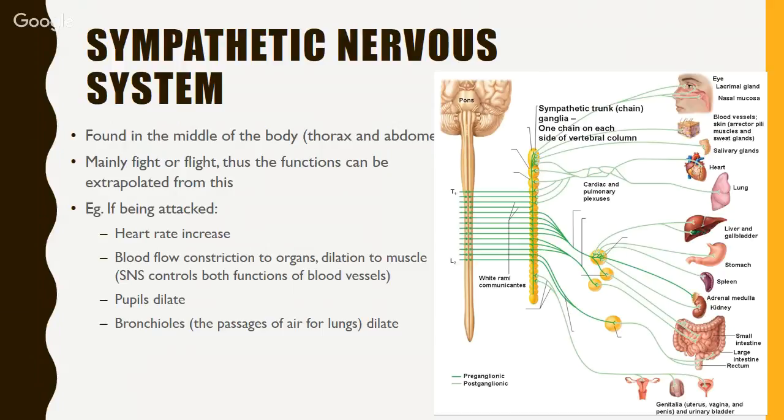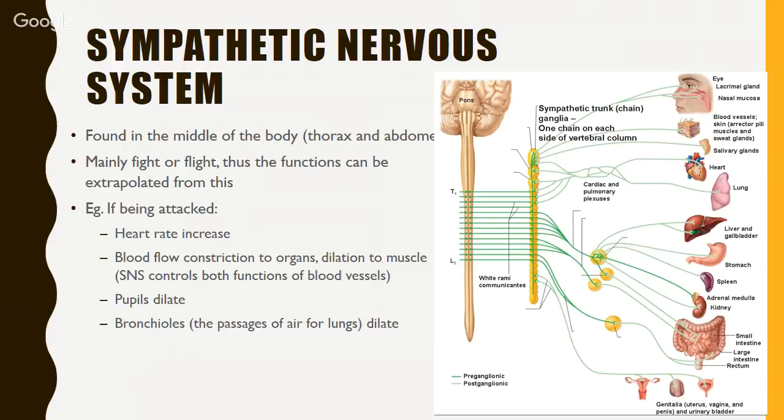So the sympathetic nervous system is the fight or flight. Very easy way to remember it. If you are about to be attacked, what things need to happen in your body for you to survive? Your heart rate is going to increase. That's sympathetic. The blood flow to your organs, like your stomach and digestive system, is going to constrict, and the blood flow to your arms and legs, so you can run away or beat up the thing, is going to dilate, so your muscles get more blood. So the sympathetic nervous system controls all of blood everywhere.